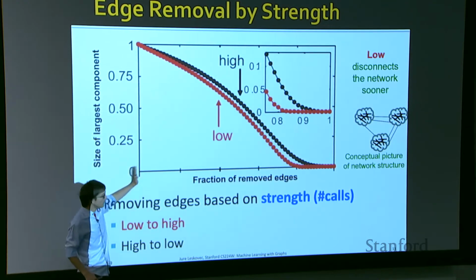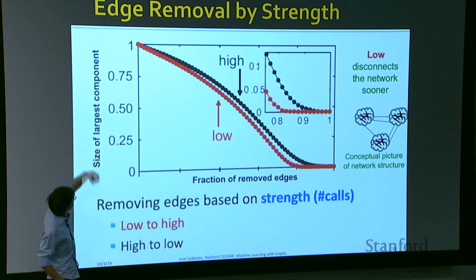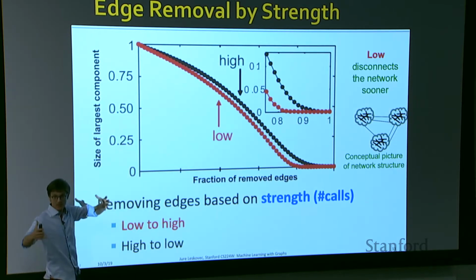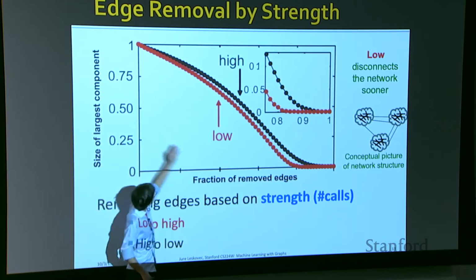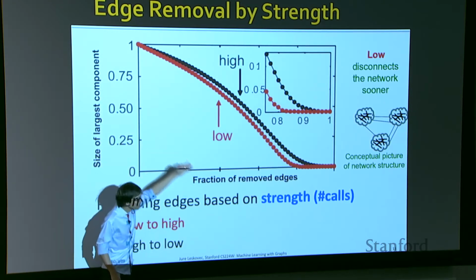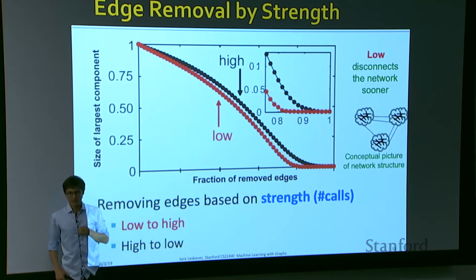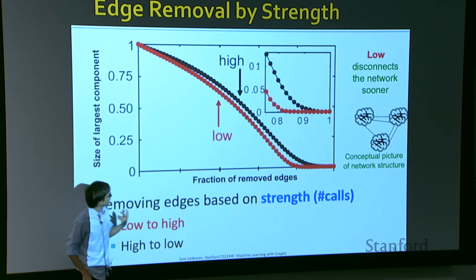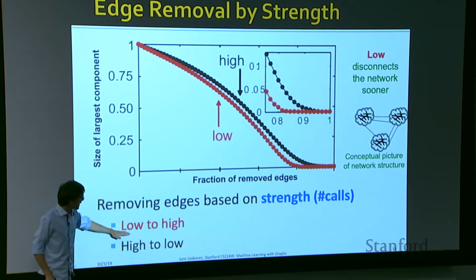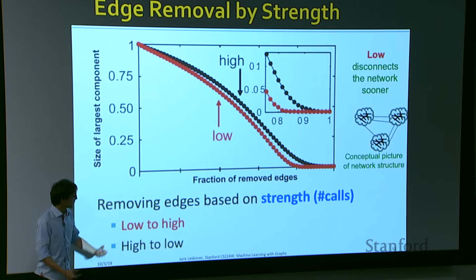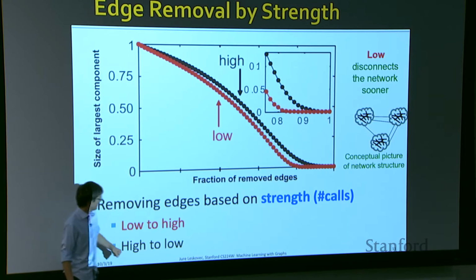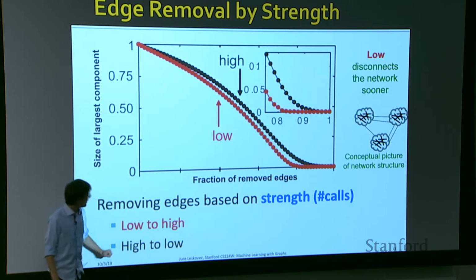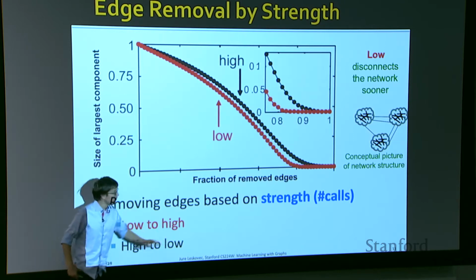We start with the full network that is connected. So the y-axis is the size of the largest connected component. We are removing edges one by one, and we are looking at how the connected component gets destroyed. Right? And the point here is that red is removing edges from low number of phone calls to high number of phone calls, and the black one is from high number to low number.